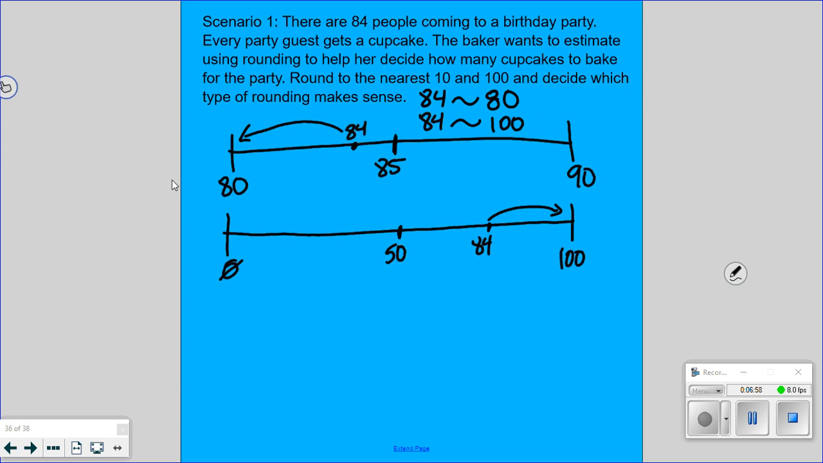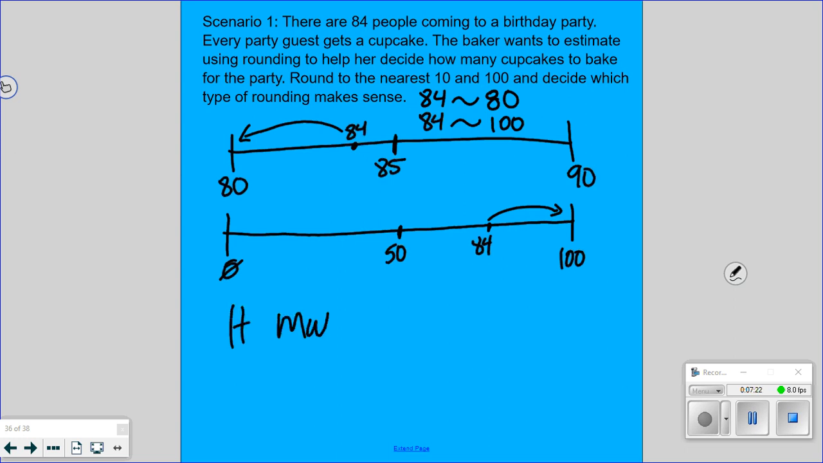I should see every single person's hand. Sit up. Mackenzie? You should round to 100 because if you make 80, 4 people will not get cupcakes, and it's right. So for this problem, it makes more sense.